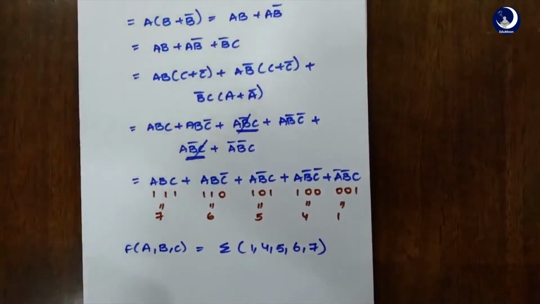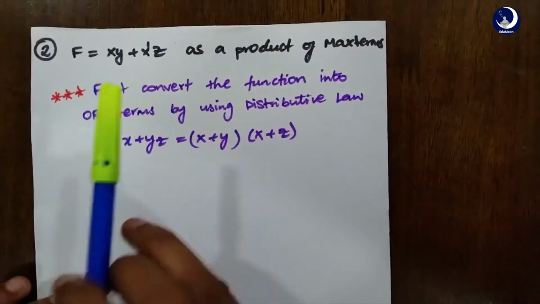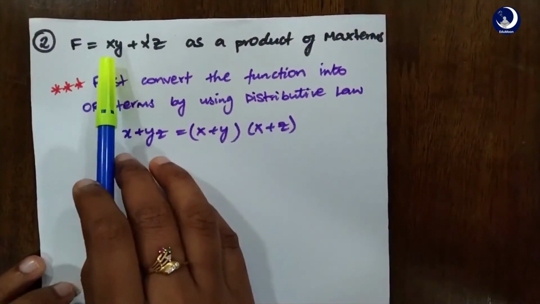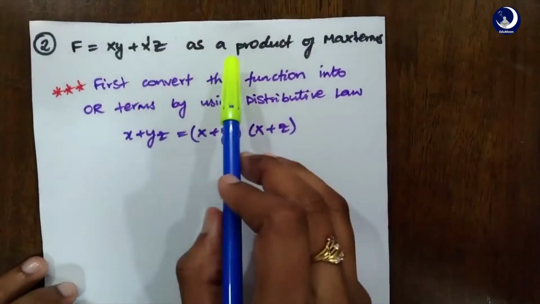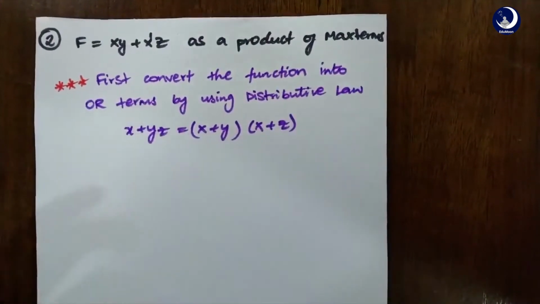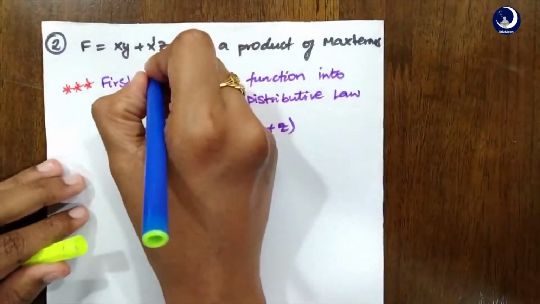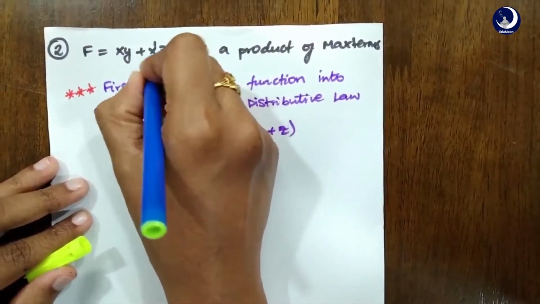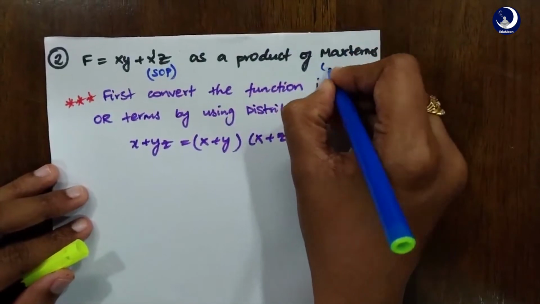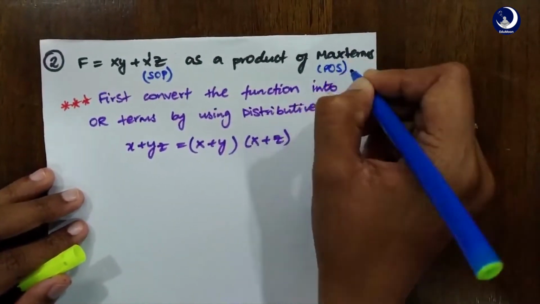Let's look at the other problem. Now, the given question is f equals xy plus x bar z as a product of max terms. Okay, this is a different question. This one is given in the form of SOP, right? Now here they are asking to convert it into POS.